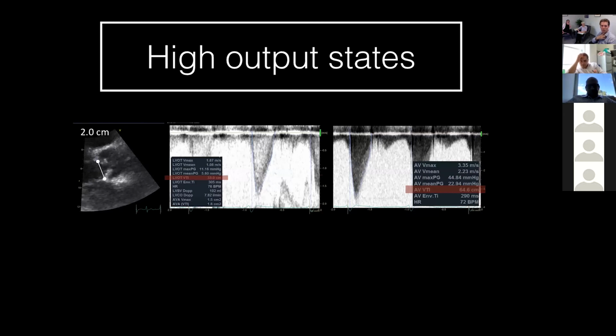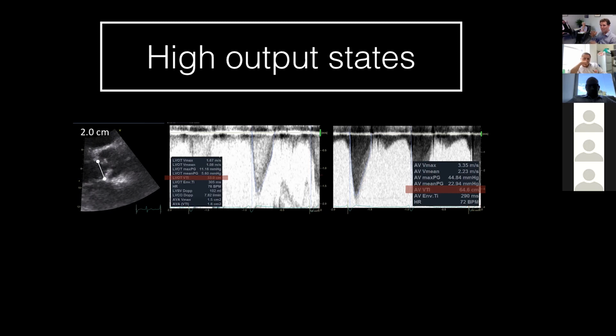What have I got this one for? High cardiac output states. So yeah, the next one that we'd also see quite a lot of would be, for example, a patient with severe sepsis. If you've got severe sepsis and a stenotic, sclerotic aortic valve, at rest it might not cause any problems for the patient.